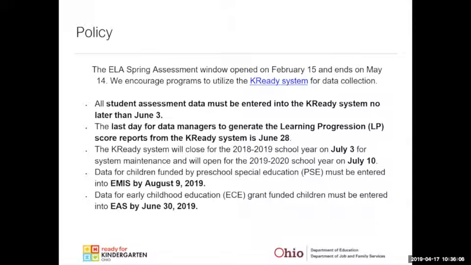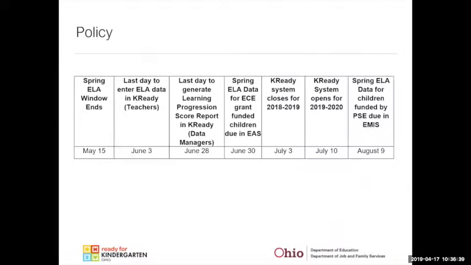Okay, so these dates are really here as recommendations. Please encourage your teachers to get the student data entered by June 3rd. Data managers, please try and get your learning progression score reports pulled from the system by June 28th and save those reports locally. Share them with whoever needs to have access to that data. And we'll talk about the data here in a couple more slides as well. This information is also on our webpage. And if you have any questions about that, we'll be happy to answer that.